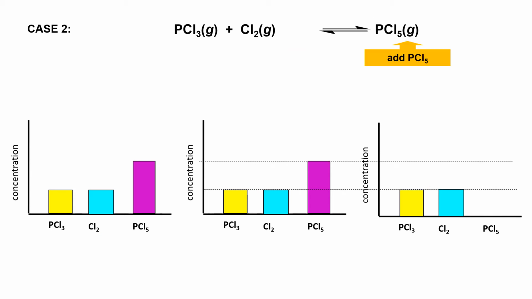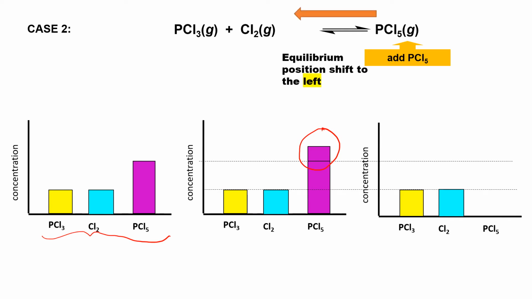Now this is case 2. Now I increase the concentration of PCl5 from the equilibrium condition. This increase in PCl5 concentration is called the disturbance. You must reduce the concentration of PCl5 by consuming it. How do we consume PCl5? The system must shift to the left side, meaning PCl5 will produce PCl3 and Cl2.